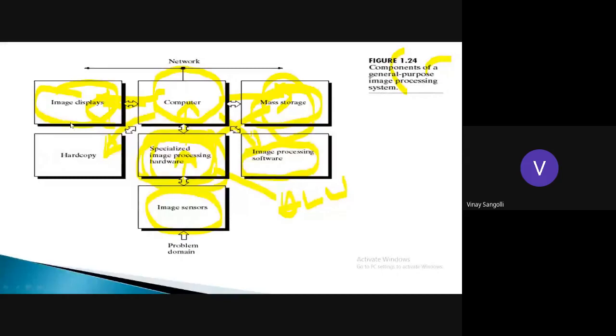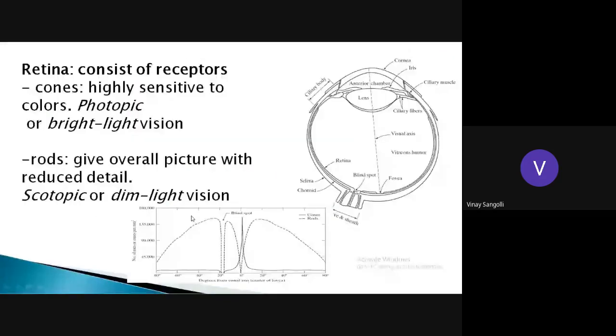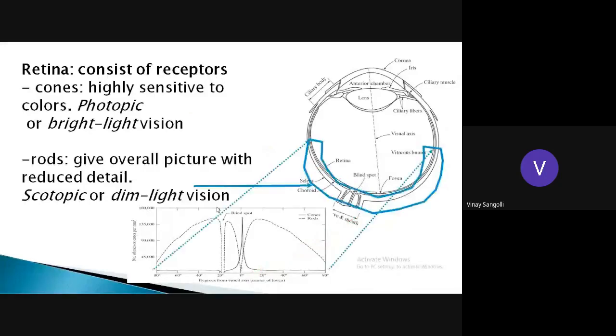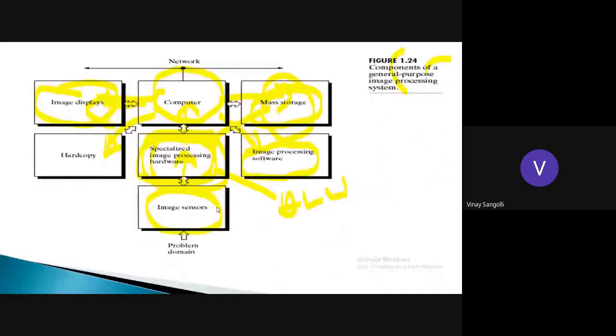So we have started with your image sensors, and we have reached your specialized image processing hardware, and then we went to your computer. From the computer, we went to your software. From the software, we jumped to your storage. Then from the storage, we came to your hard copy. From the hard copy, we went to your display, and from the display, we went to your network. I hope this is clear, friends.